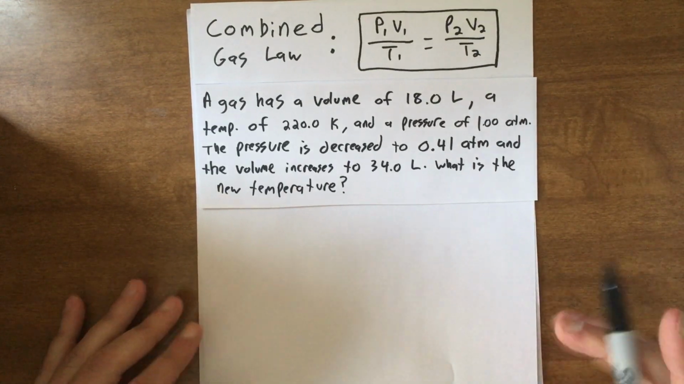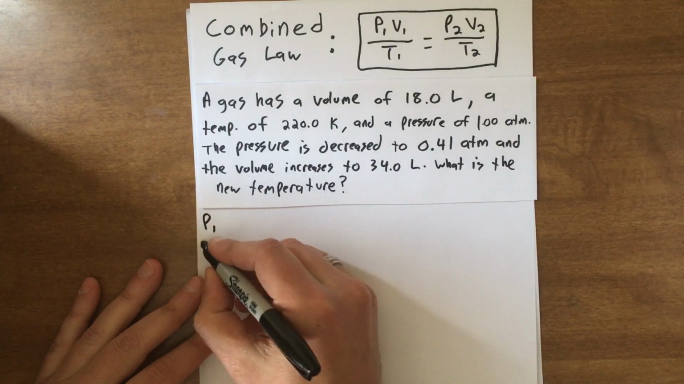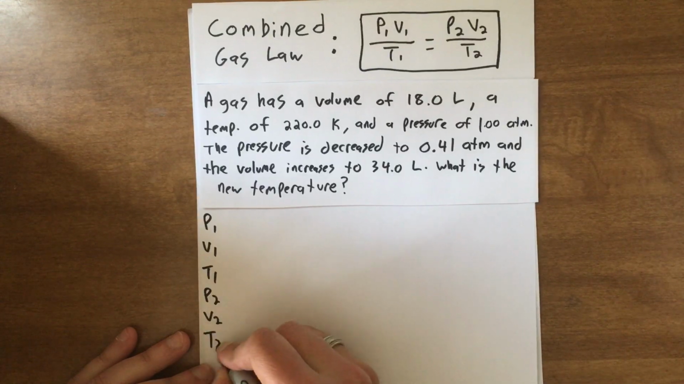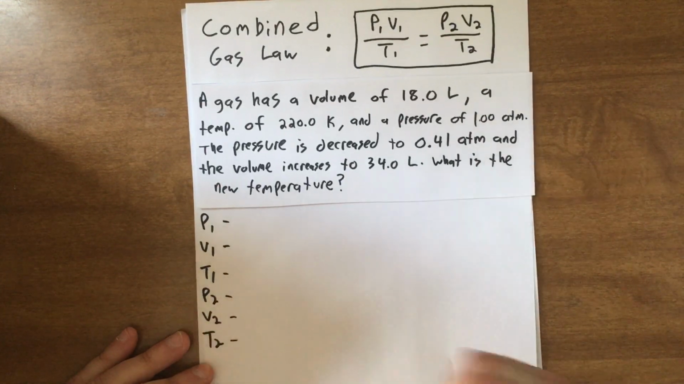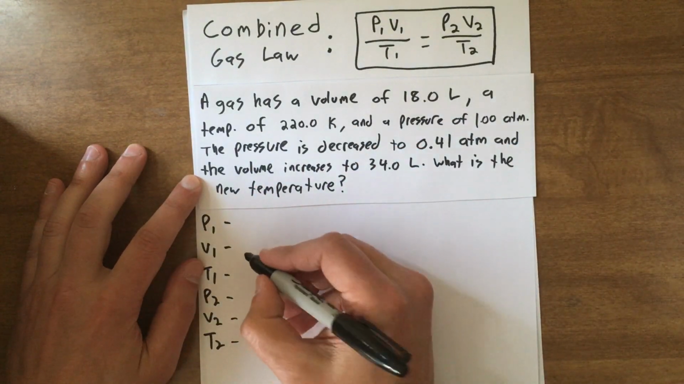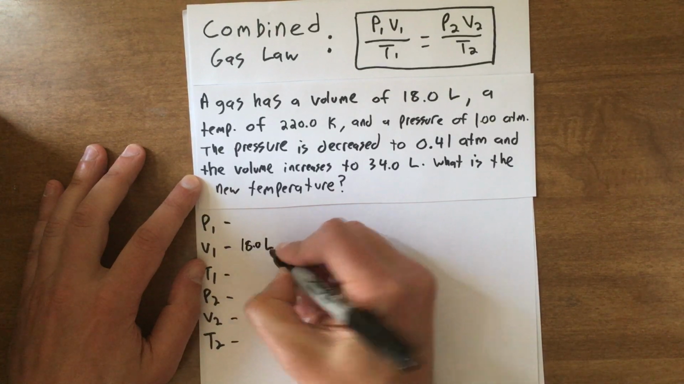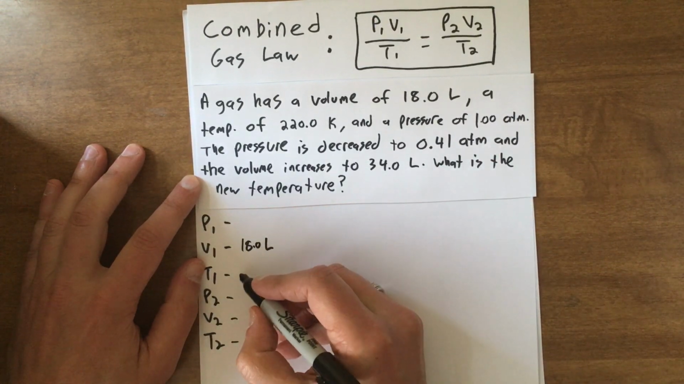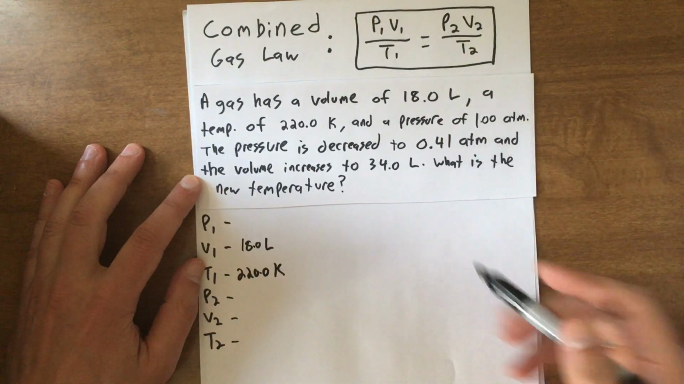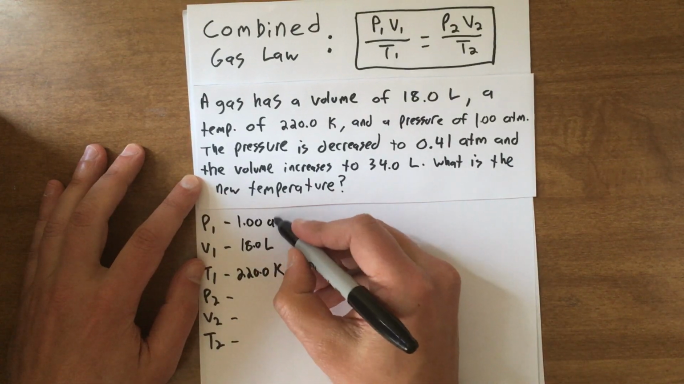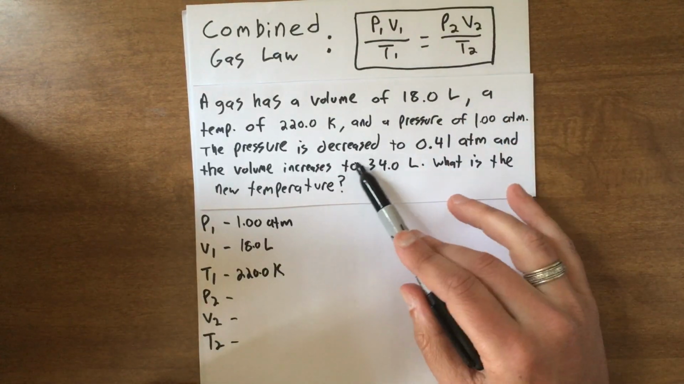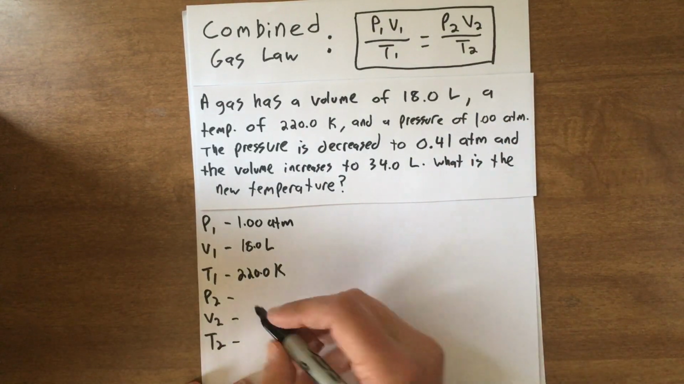But solve them the same way, right? Keep yourself organized. So write down P1, V1, T1, P2, V2, T2. Okay, let's go through the problem and try to figure out what's what. Okay, gas has a volume of 18 liters, so here's our V1, 18.0 liters. Has a temp of 220 K, there's our T1. And a pressure of 1 atmosphere. Okay, if the pressure is decreased, so now we're going to move to the right side of the equation. The pressure is decreased to 0.41 atmospheres.